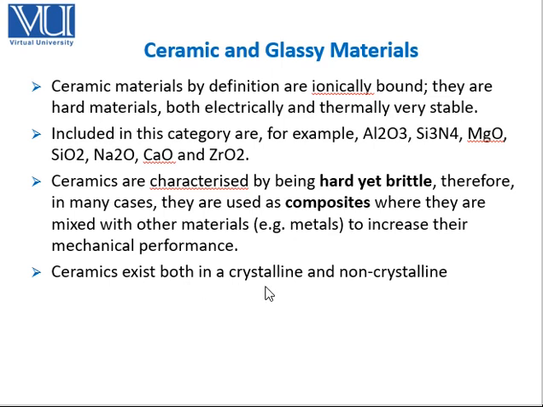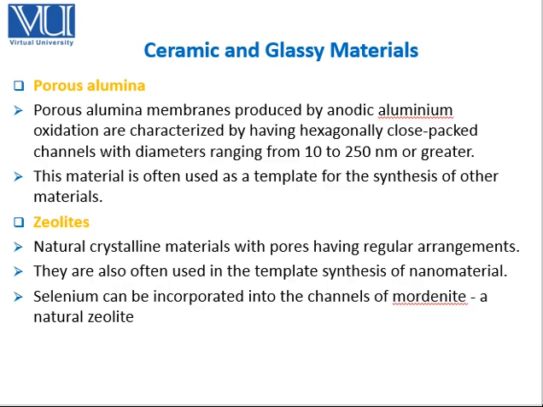Ceramics exist both in a crystalline and non-crystalline form. So they exist in both forms, crystalline and non-crystalline. So let's discuss some examples in ceramic and glassy materials. The first one is porous alumina.